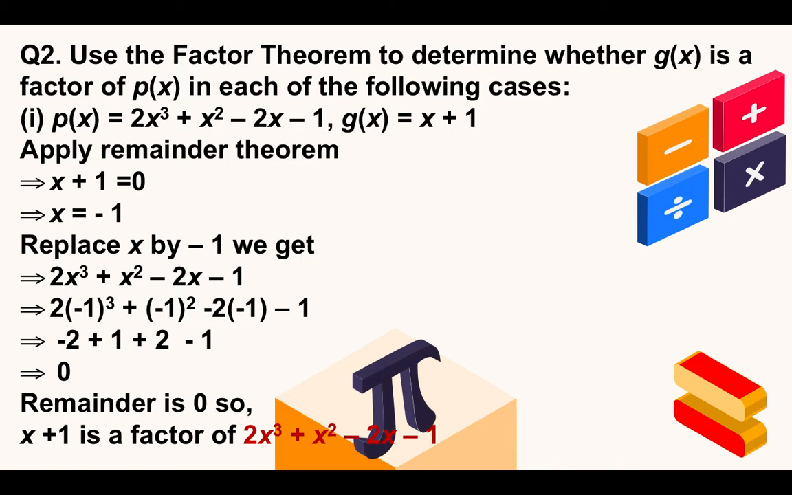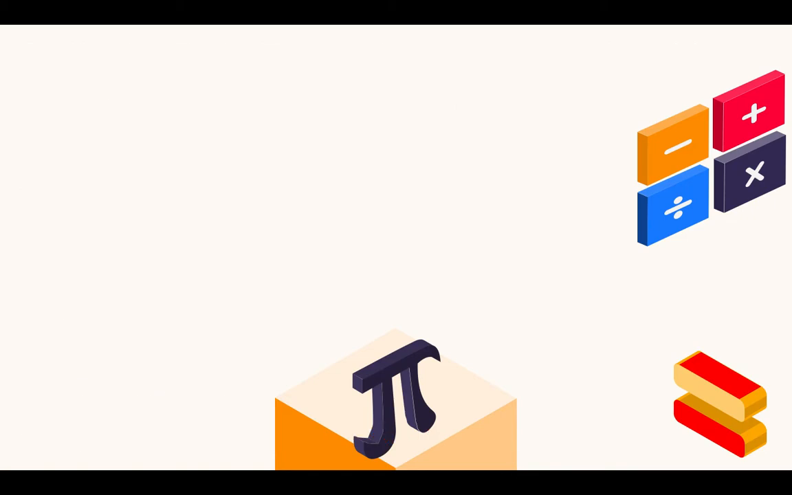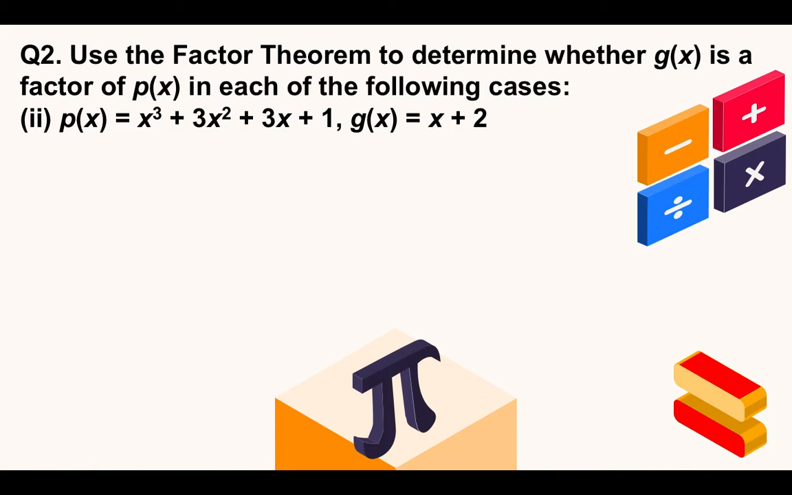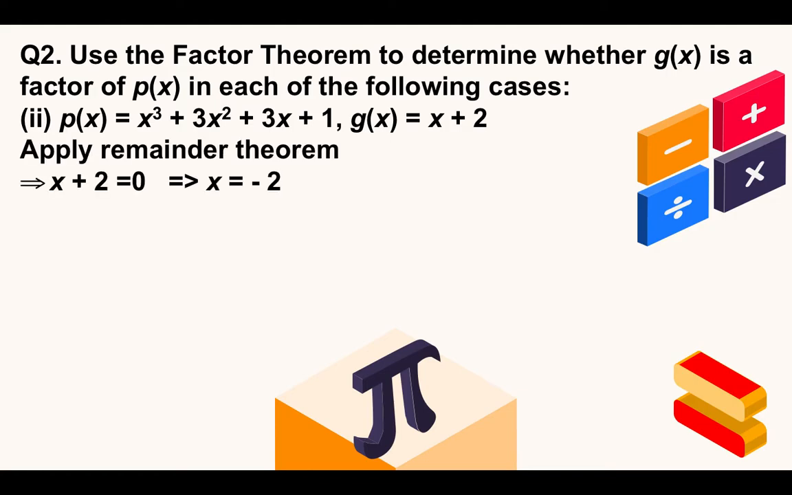Now let's move on to the second question. The value of p(x) is x cube plus 3x square plus 3x plus 1. So this is also a polynomial with degree greater than 1. The degree of this polynomial is 3. So now again I will apply the remainder theorem. I'll write x plus 2 is equal to 0, means x is equal to minus 2.